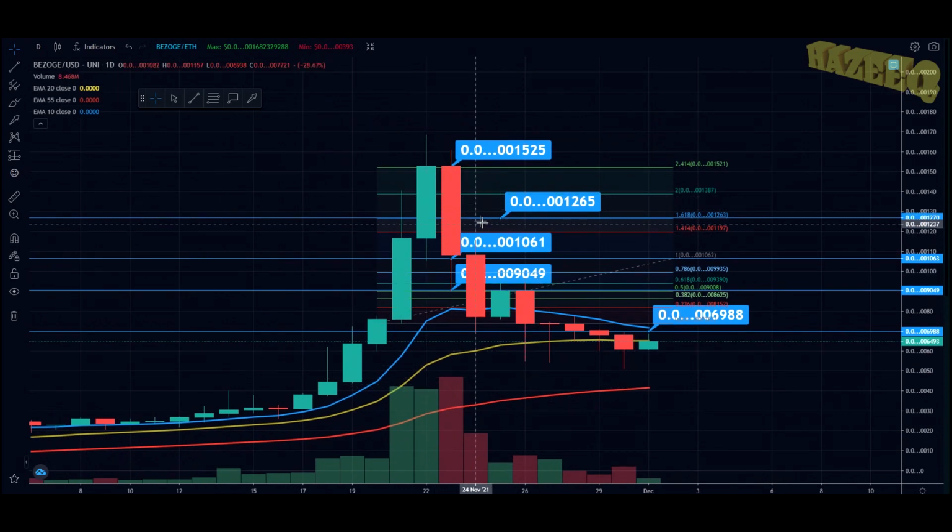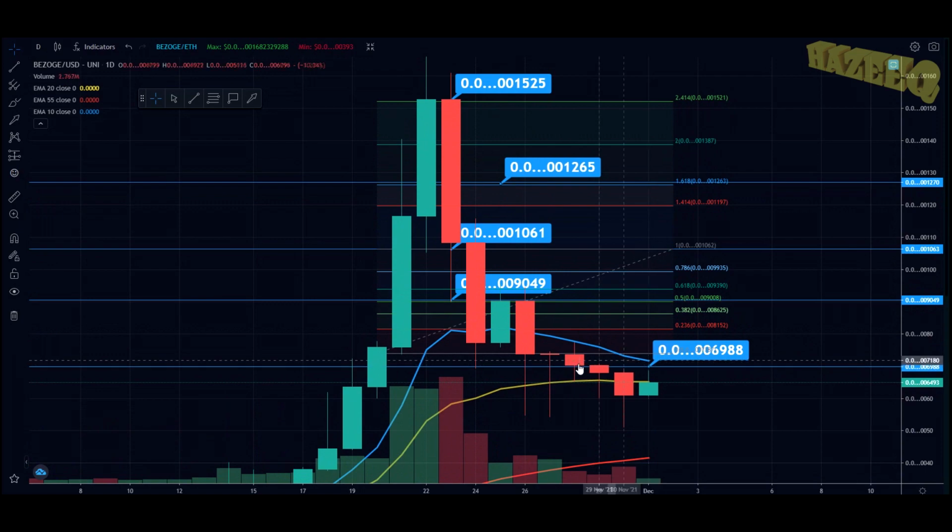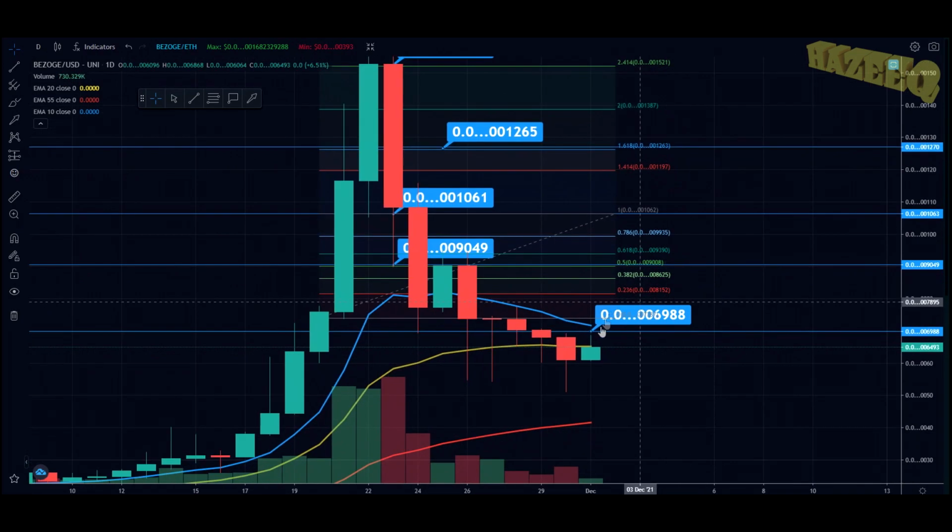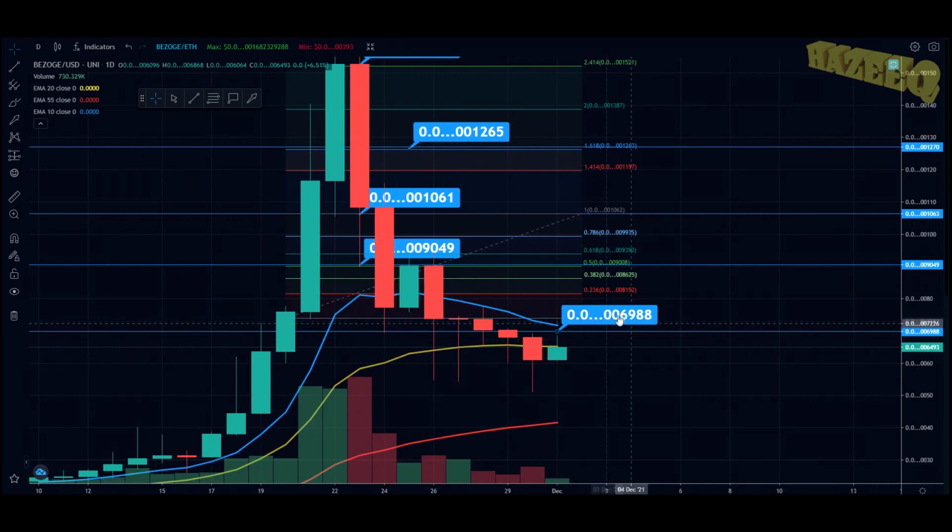Now, as you can see, we lost the 786. We came all the way down here, even out of the fib. I do think we came down below the fib. Yeah, now we obviously lost the fib over here, but my last support was over here at 006988, which is the last six numbers that I'm going to be calling out in this video.